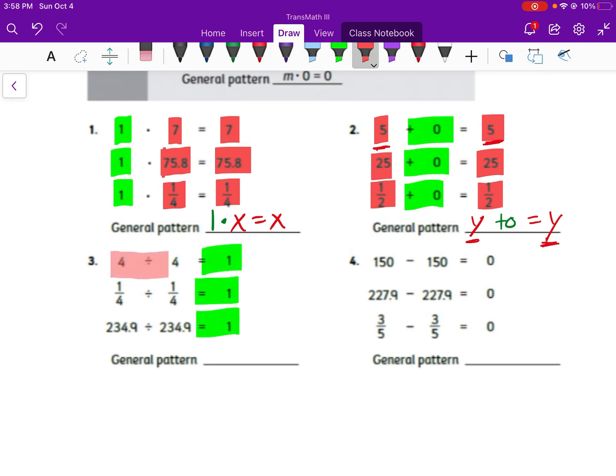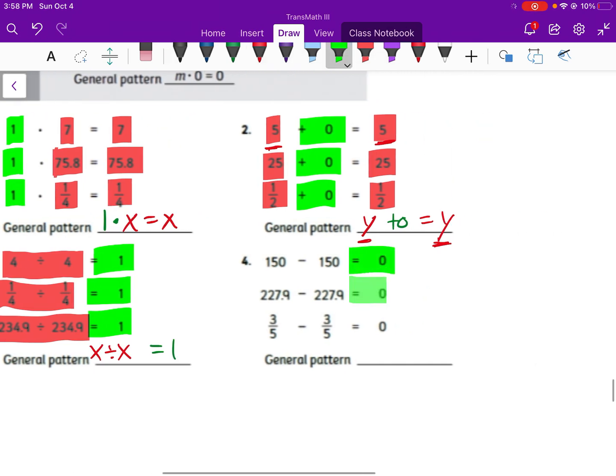Here I'm seeing equals 1, equals 1, equals 1. It's always that value divided by that same value. A quarter divided by a quarter, and it's always equal to 1. And those values, the 4, the quarter, the 234.9, those are the things that are varying. So let's use a variable to represent those, x, and we're dividing by that same value. So x divided by x equals 1.